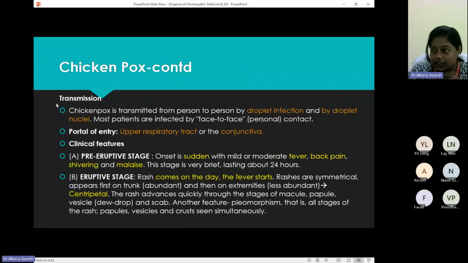So transmission: because it is present in the oropharyngeal secretion, as I told already, it will be transferred from person to person via droplet infection and also by droplet nuclei. Does anyone know what is the difference between droplet infection and droplet nuclei?